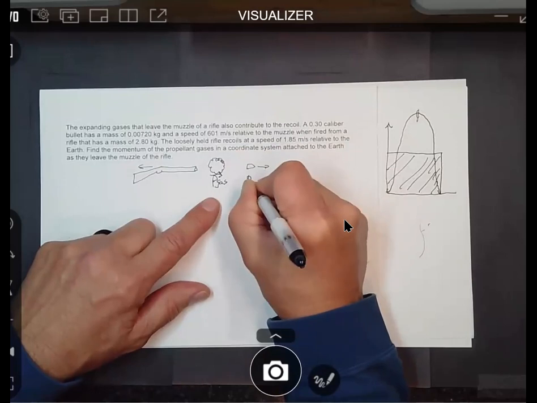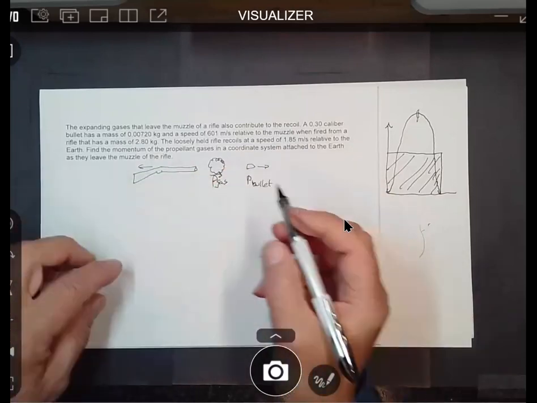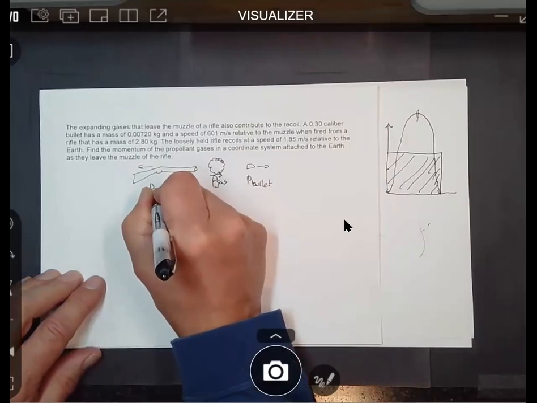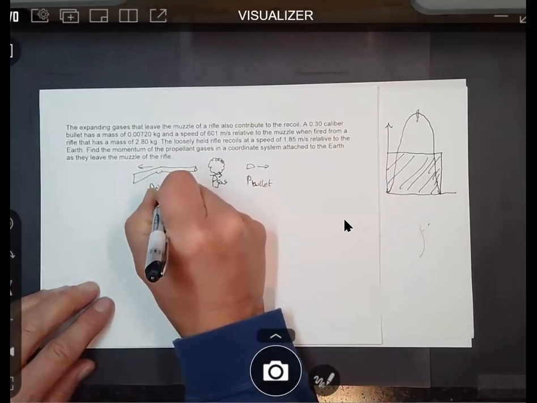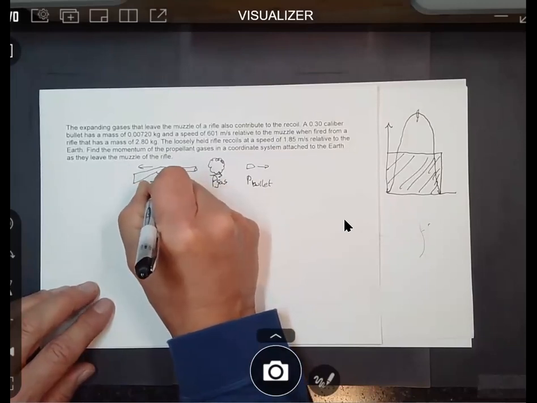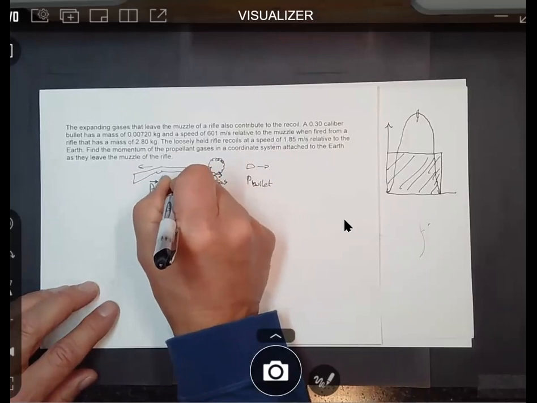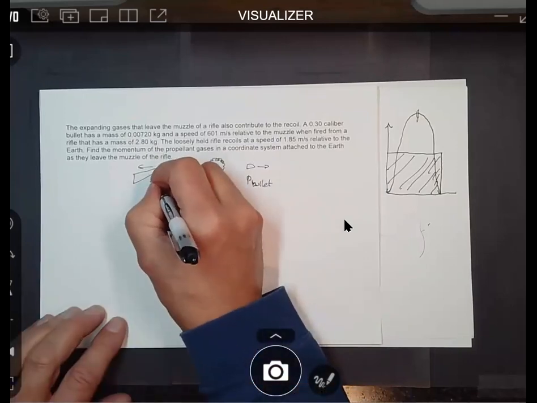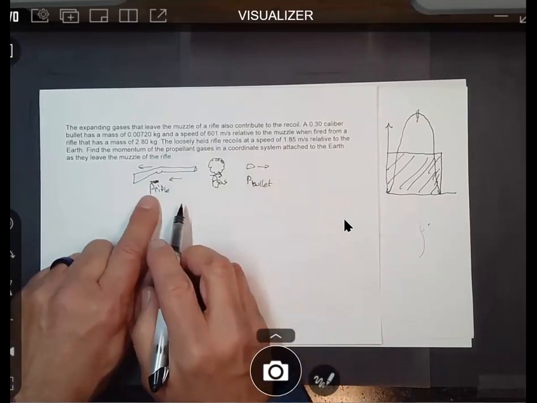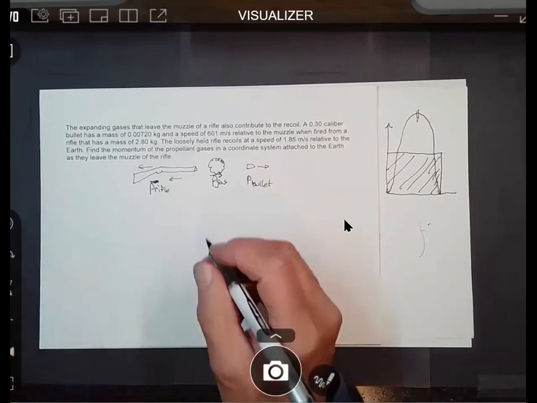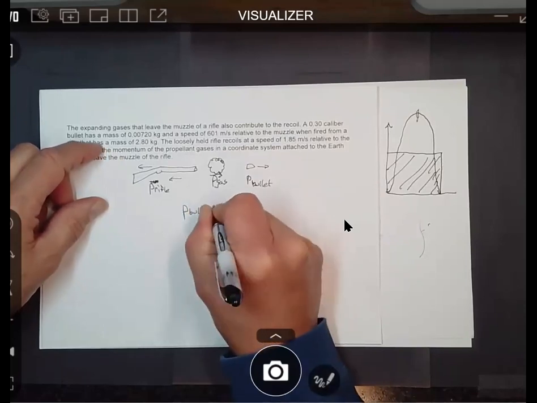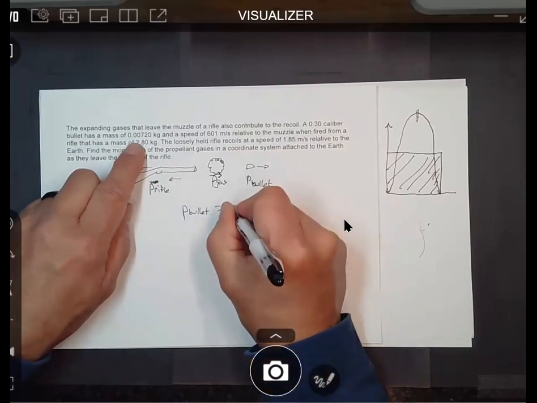The bullet's going to have a momentum that's in that direction. The rifle's going to have a momentum in that direction. So it'll have its own momentum, and it's going to be a minus sign. I'm putting an arrow on there, but the momentum of the rifle is actually going to be headed back in that direction. Oh, in fact, yeah, I'll just indicate the direction by the sign on these things. So for the bullet, we'll have 0.00720.